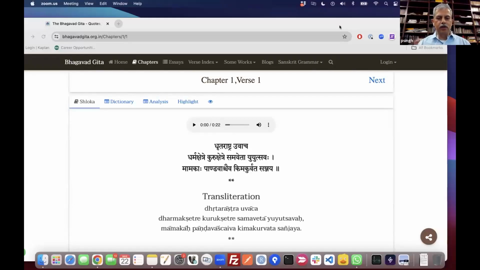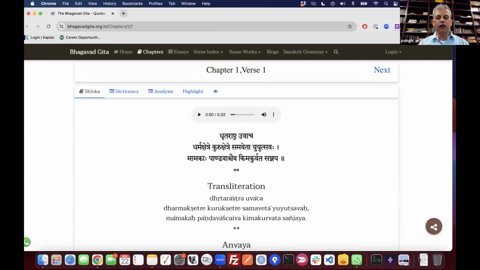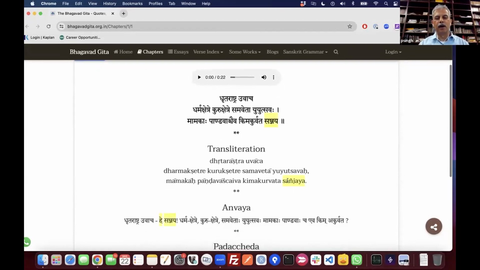mamakah pandavashchaiva kim akurvata Sanjaya. This is Dhritarashtra asking Sanjaya what happened in the Dharma Kshetra, in the Kurukshetra, where all the warriors gathered together. My people, Mamaka, which actually means my things, and Pandavaha. Pandava is the Pandavas in plural.